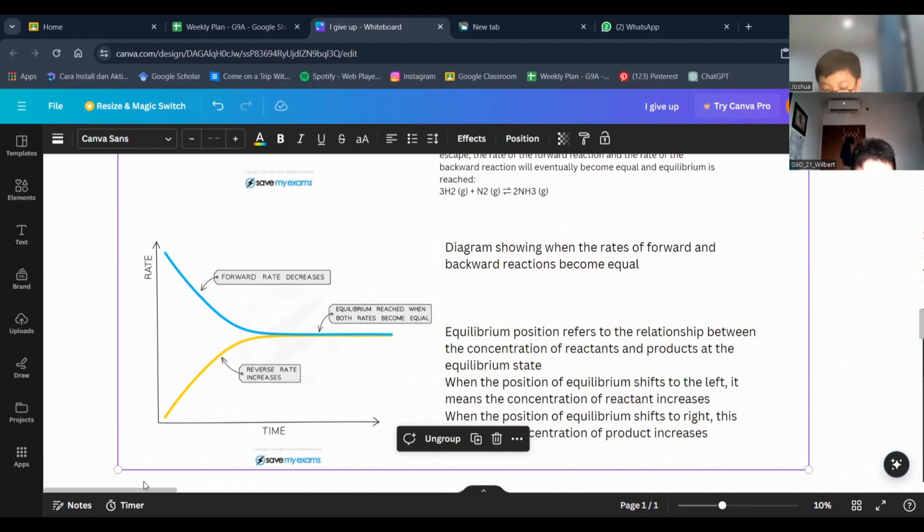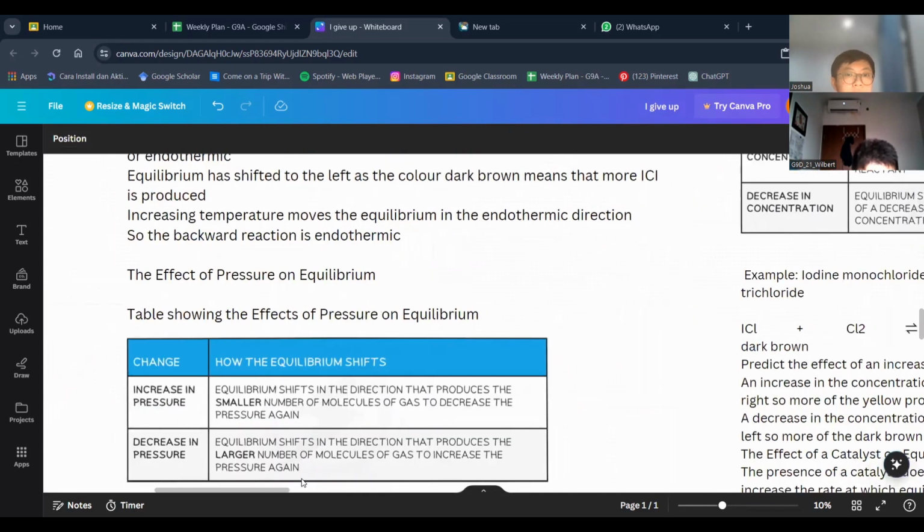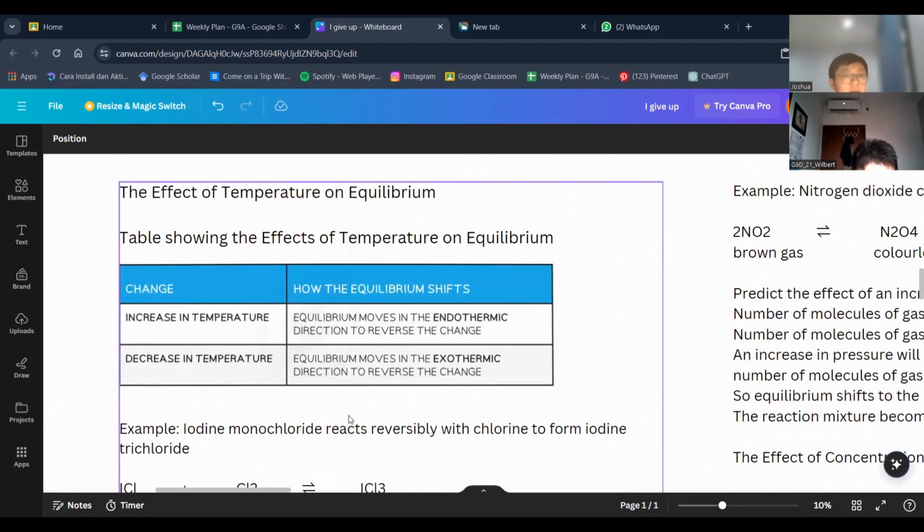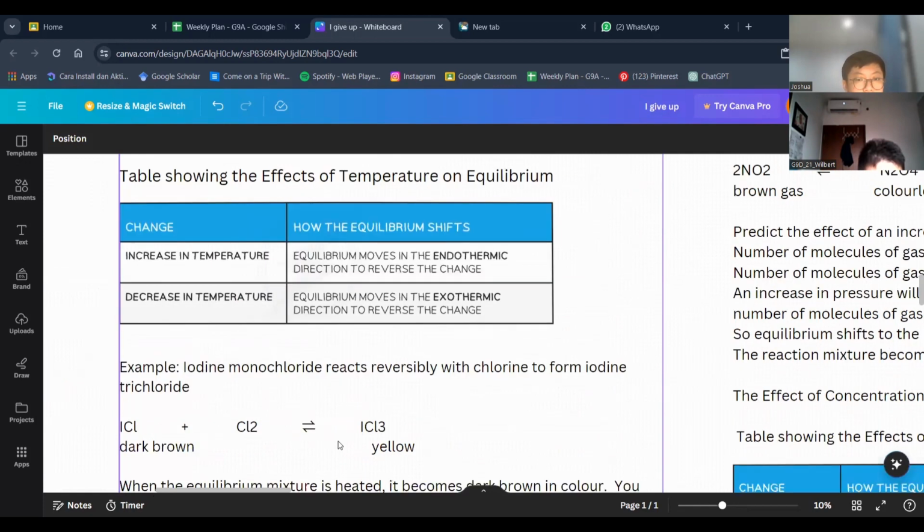Okay, so following that, the effect of temperature on equilibrium. An increase in temperature, equilibrium moves in the endothermic direction to reverse the change. And a decrease in temperature, equilibrium moves in the exothermic direction to reverse the change.